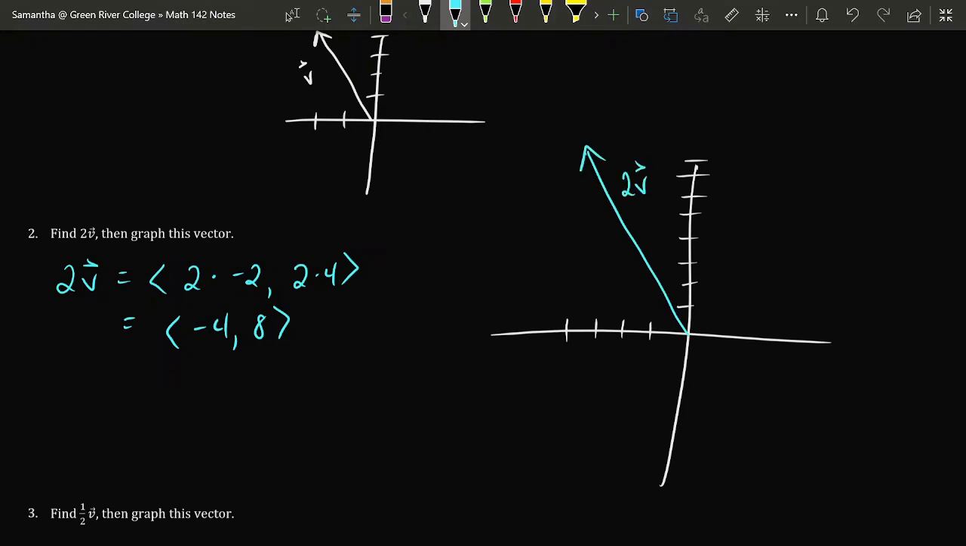Notice that in this same sketch, the original vector v would be located right here. So notice something about 2v. When we scale the vector by the number 2, the result points in the same direction as before. It's just twice as long as it used to be.